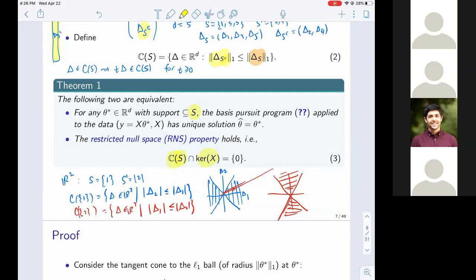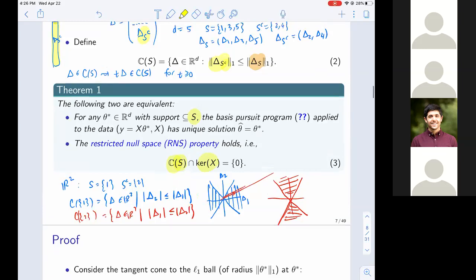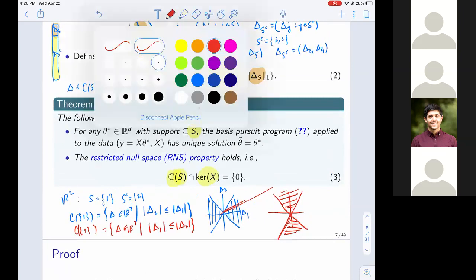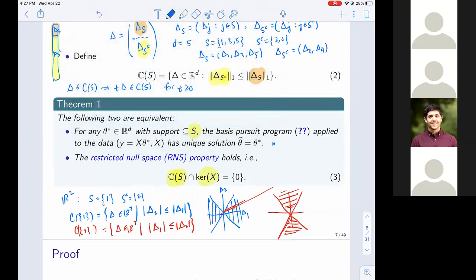When you say it has the unique solution theta hat equals theta star, I think this is what you just said, but I just want to confirm. You mean it has the unique solution theta hat among thetas with support in S? No, what I'm saying is, if you solve this, so minimize the L1 norm of theta subject to X theta equal X theta star, this problem has a unique solution. And that unique solution is theta star.